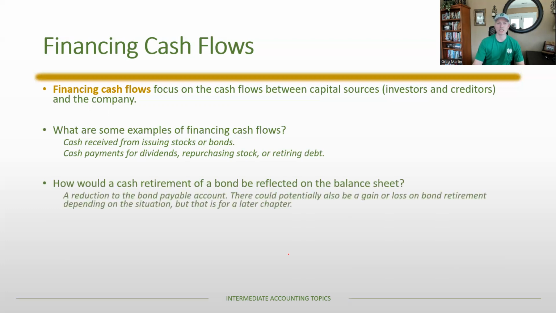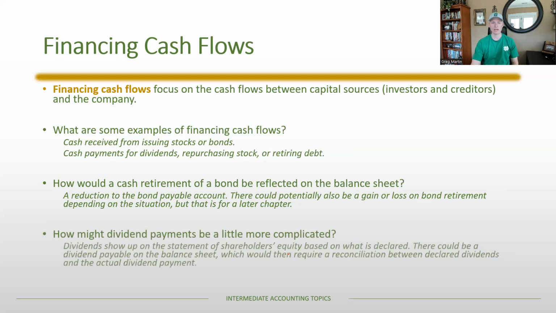And again, you probably haven't seen this yet, but whenever you retire a bond, your bond payable goes down. So we're going to reduce the bond payable account. But depending on when you retire that bond, you could have a gain or a loss, and that would be reported on the income statement. That is not for this chapter. That is for a later chapter. But again, you get another idea of how there may be a difference between what you see on the balance sheet and how you can use the balance sheet and the income statement to infer the cash flow.